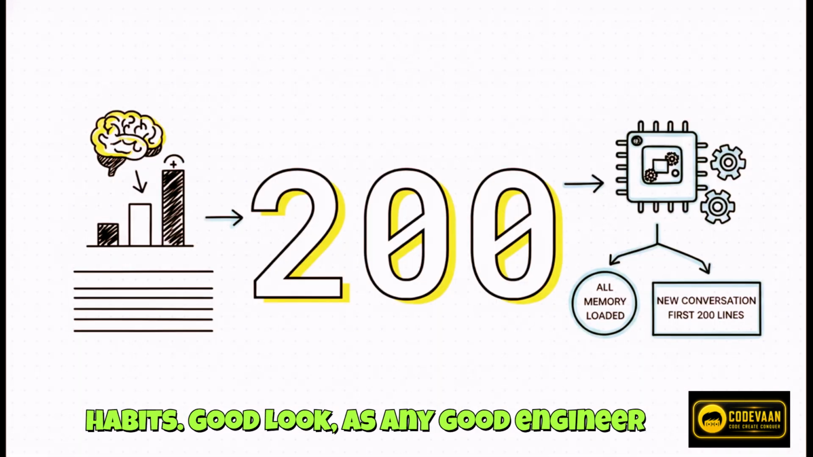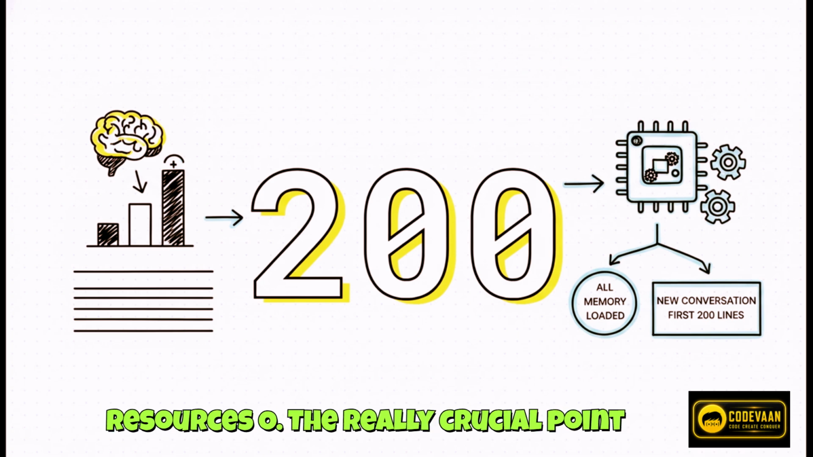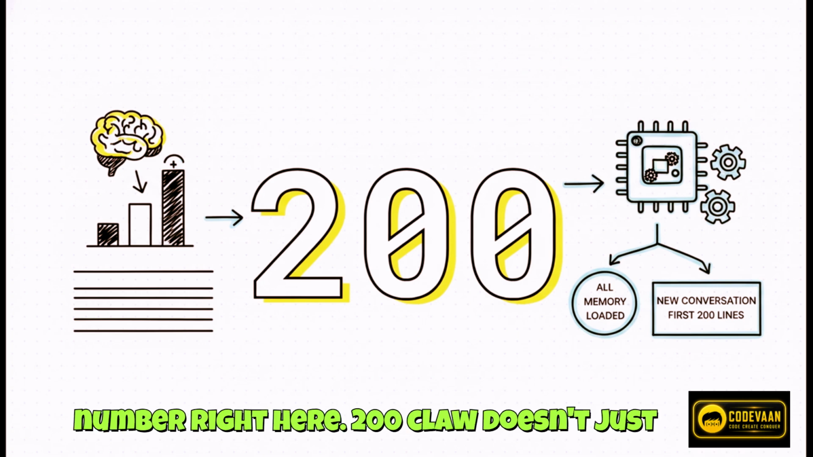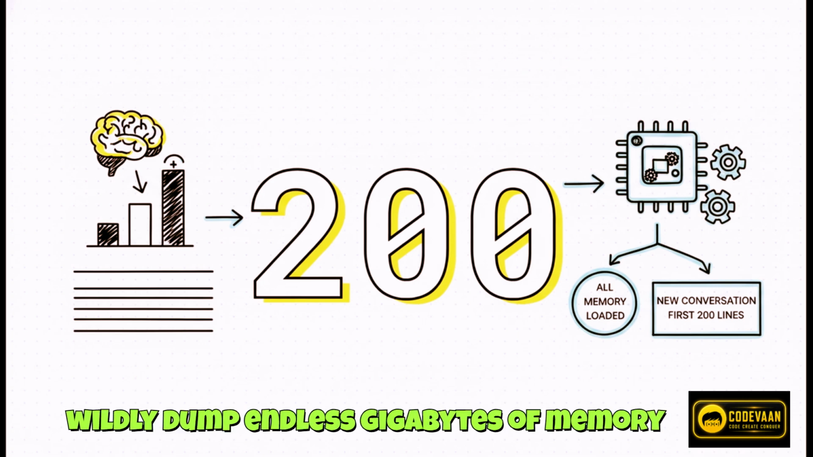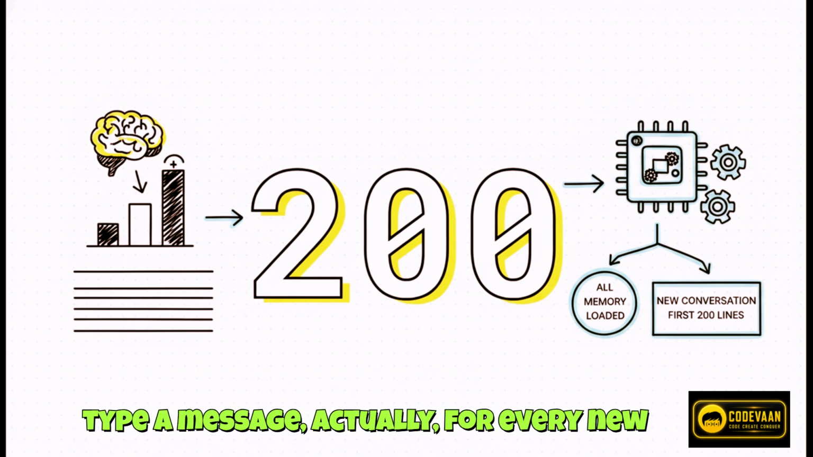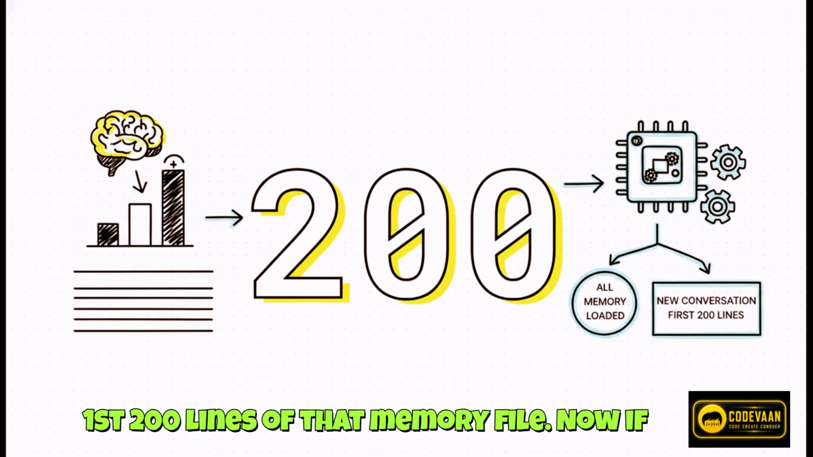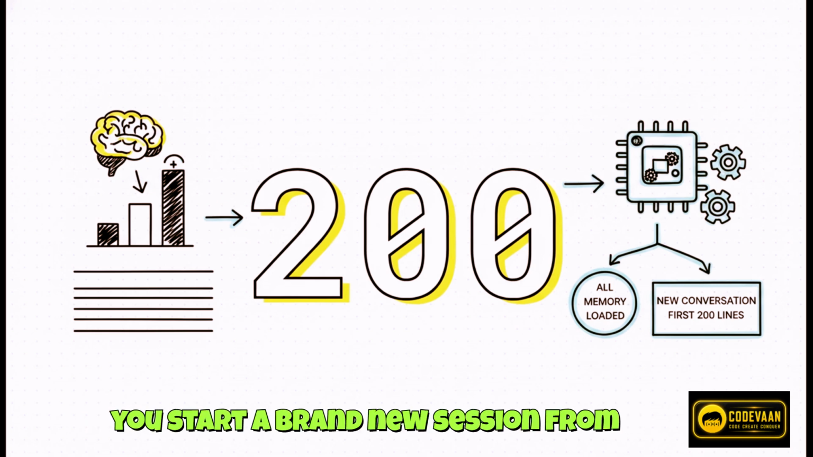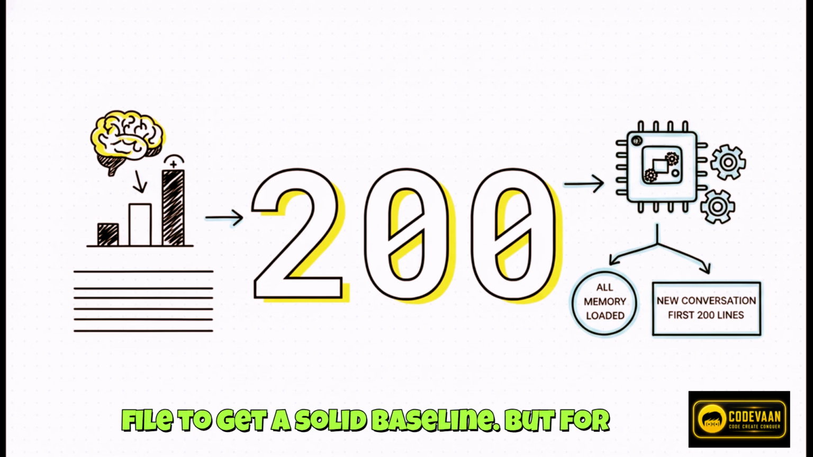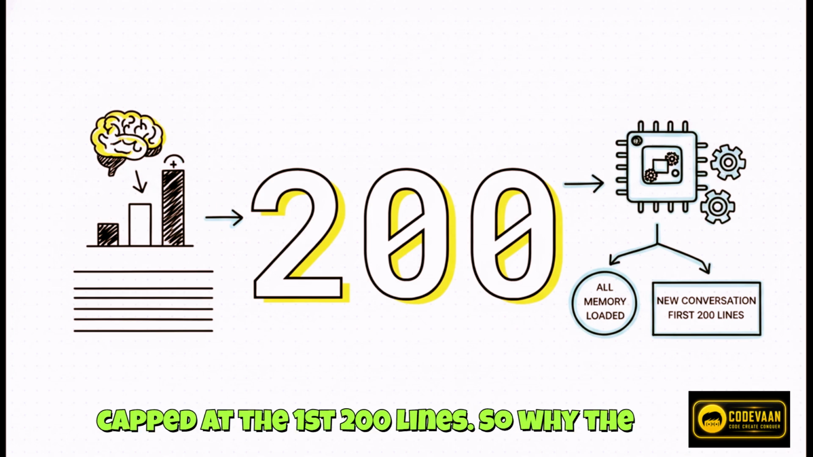But look, as any good engineer knows, you've got to manage your system resources. So the really crucial point here is understanding the system constraints, which is represented by this number right here, 200. Claude doesn't just wildly dump endless gigabytes of memory into your prompt every single time you type a message. Actually, for every new conversation branch, it only loads the first 200 lines of that memory.md file. Now, if you start a brand new session from scratch, sure, it'll load the whole memory file to get a solid baseline. But for those new conversation branches, strictly capped at the first 200 lines.